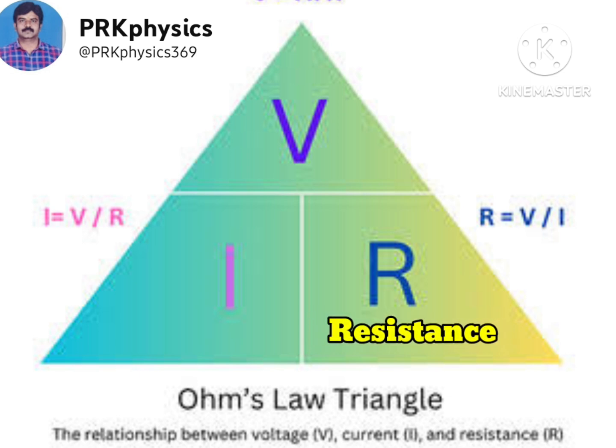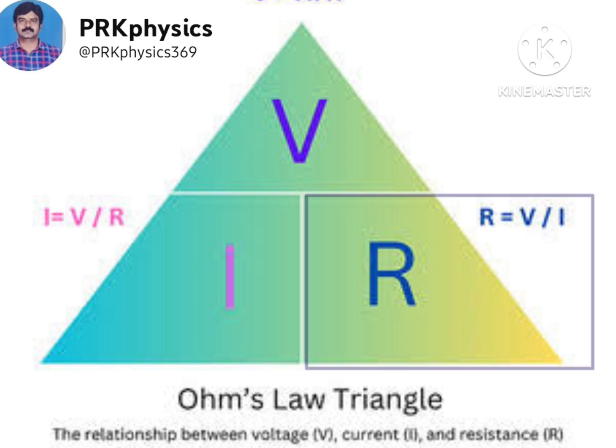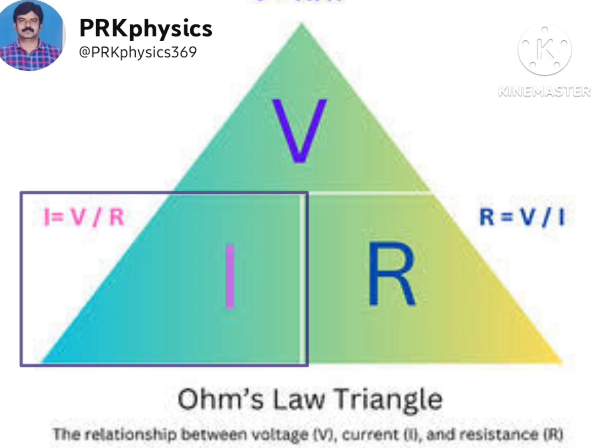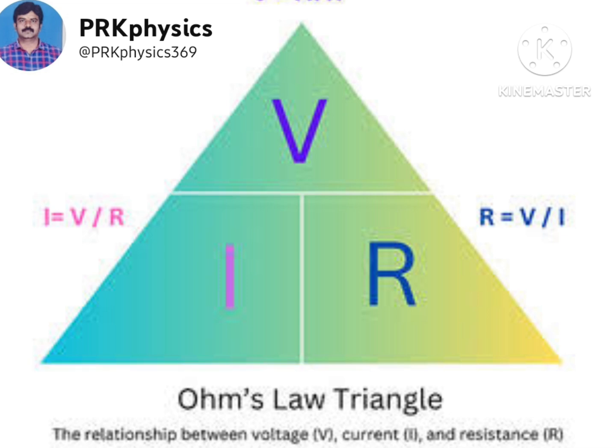Resistance is the property of a conductor to resist the flow of charges through it. The SI unit of resistance is ohm. According to Ohm's law, R is equal to V by I, and I is equal to V by R. This equation shows that the current through a resistor is inversely proportional to its resistance.